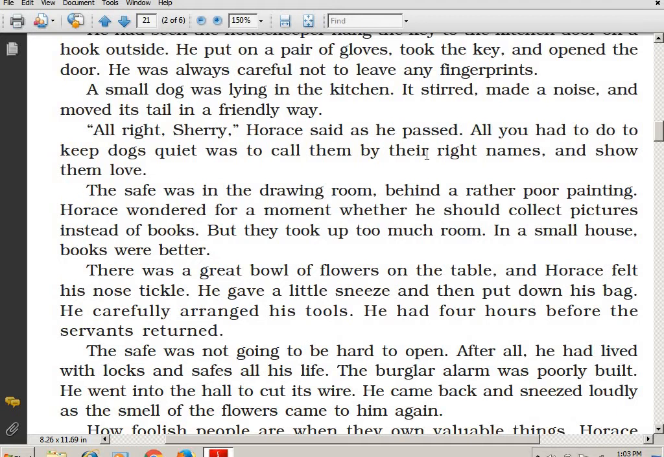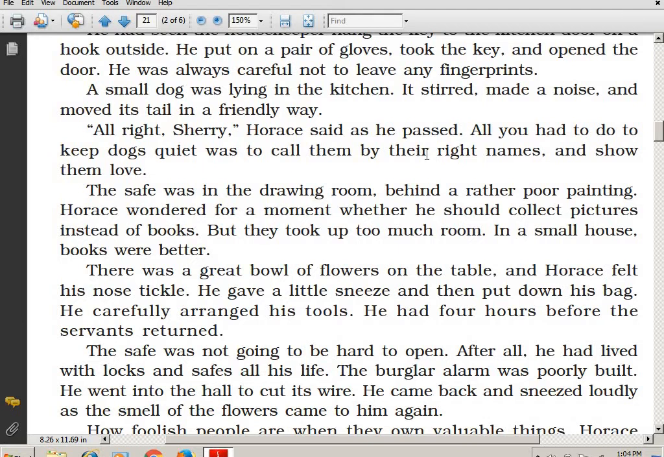"All right, Sherry," Horace said as he passed. All you had to do to keep the dogs quiet was to call them by their right names and show them love. He knew, the professional thief. He knew all the tricks, what to do and how to go, when to go, which tricks to be used.